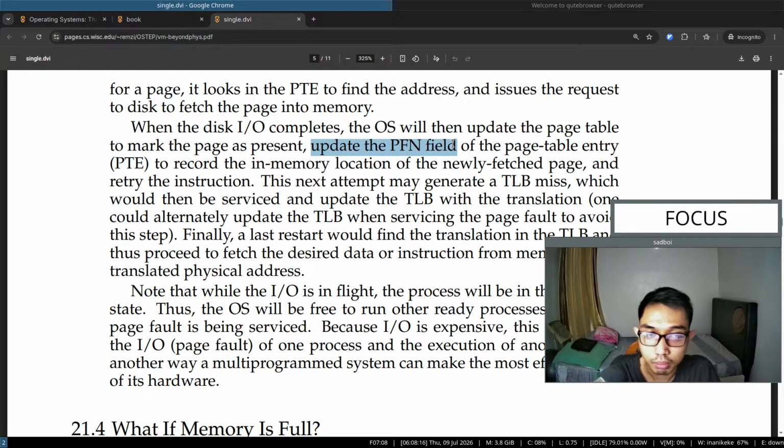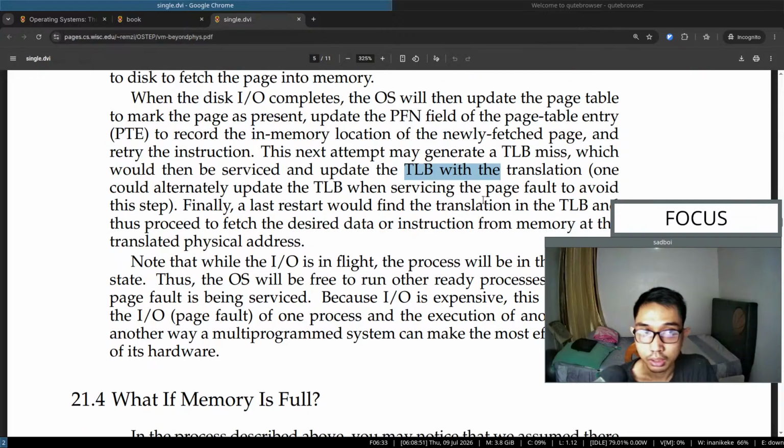Update the page frame number field of the page table entry, the PTE, to record the in-memory location of the newly fetched page and retry the instruction. This next attempt may generate a TLB miss, which will then be serviced and update the TLB with the translation.